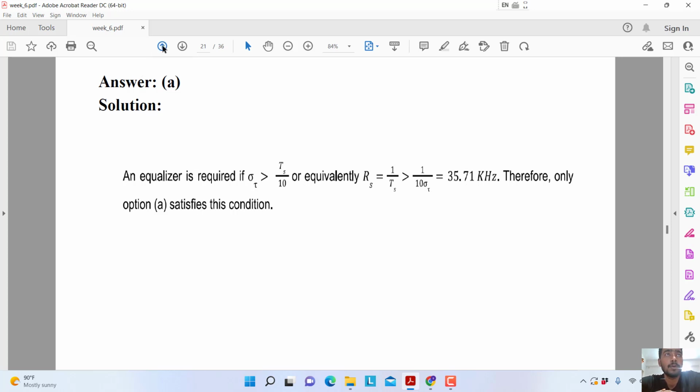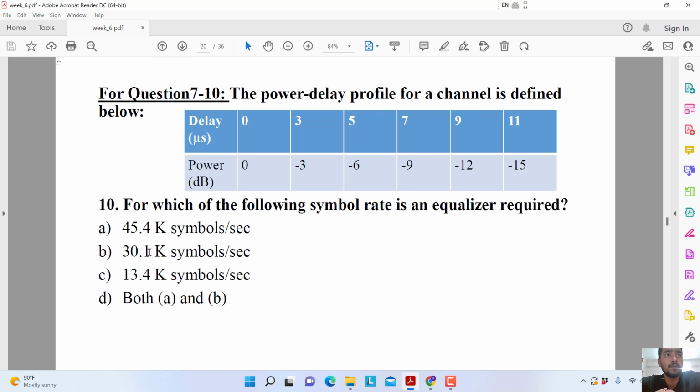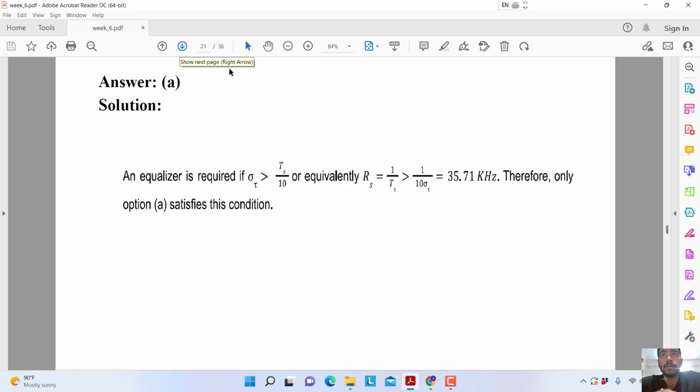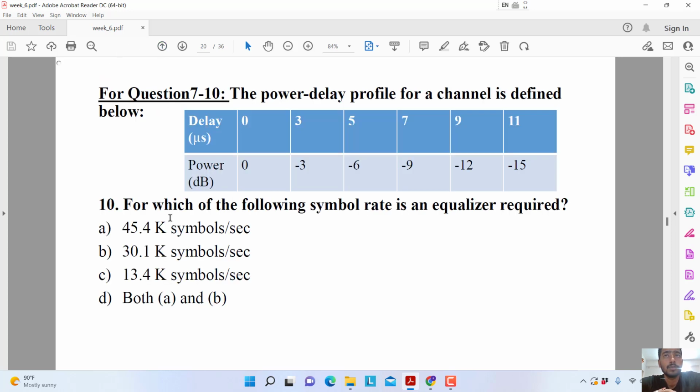So our options are 45.4k, 30.1k, 13.4k. Only 30.1k is close to that 35, so that option is the right one. So an equalizer is required for 30.1k symbols per second.